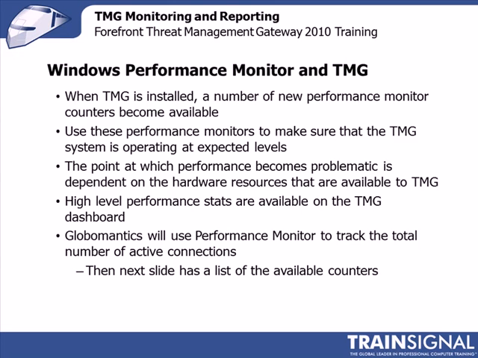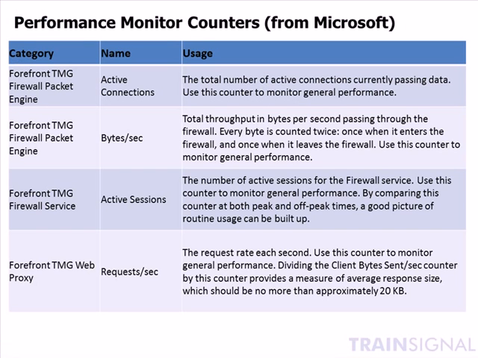Global Mantix is going to actually use the Performance Monitor to track the total number of active connections on the Threat Management Gateway system. And this is one measure by which you can see how much of a load is being placed on the system. The next couple of slides here will have a list of all of the Performance Monitor variables at your disposal. I'm not going to go over these in detail. These are actually available from Microsoft. There'll be a link later in this lesson that shows you where to find this information.